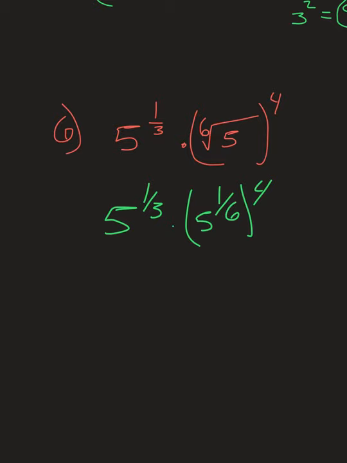Now from here, what should this scream at you, right? I'm hoping what that is screaming at you is the power rule, right? When we have an exponent raised to an exponent, what we need to do is multiply our exponents. So our next step would be to do that, and we're going to get 5 to the 1/3 times 5 to the 4/6.